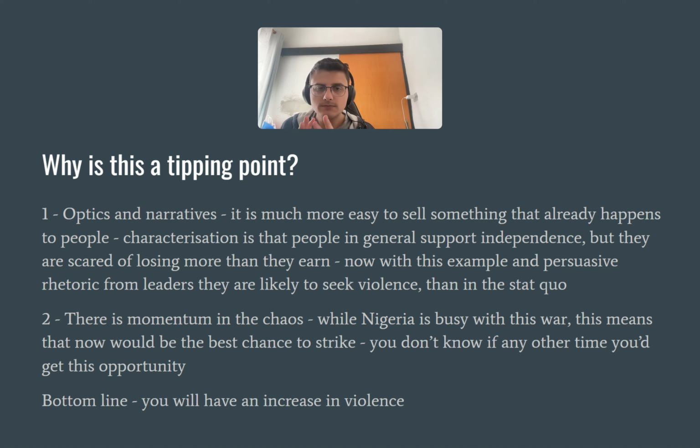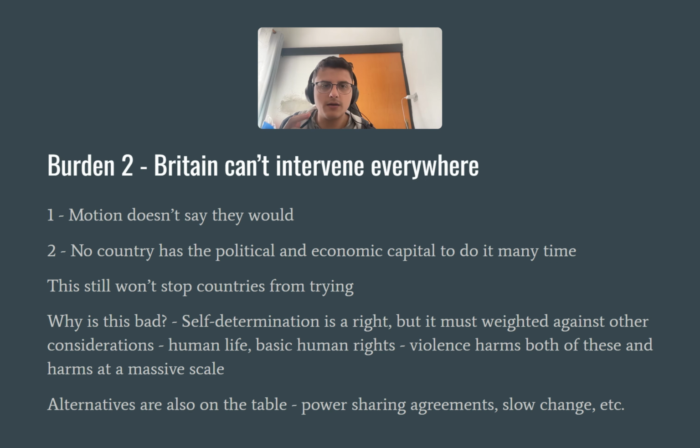Now, the bottom line is that violence will increase. The potential Gov response to this is, but if we in general support Biafra having its independence, then we should probably support these things, right? Well, not exactly, and here we'll talk about two ways that you are able to do this.